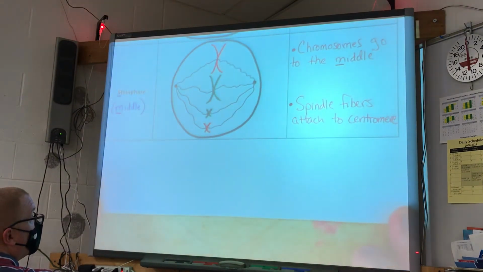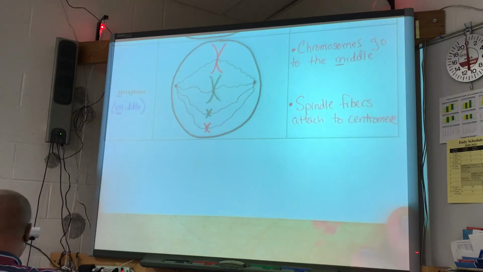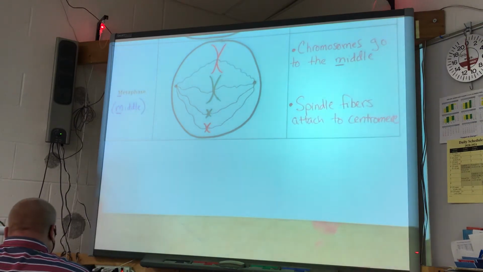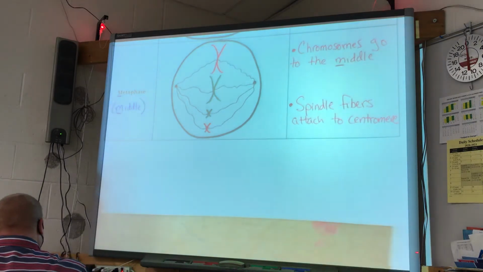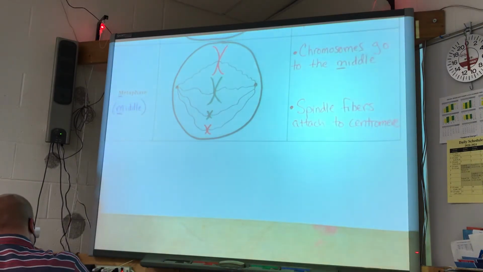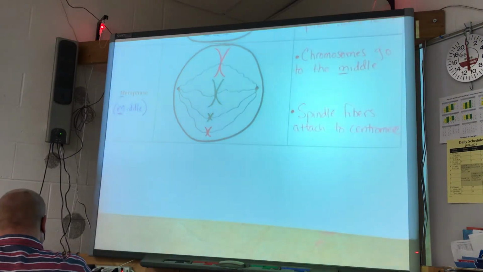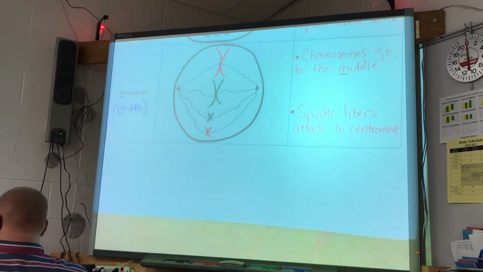Meta, middle. What goes in the middle? The chromosomes, the DNA. The chromosomes go to the middle. Okay. PMAT, prophase, metaphase, anaphase, or pass me a taco.